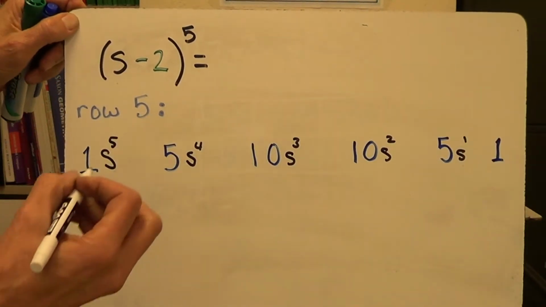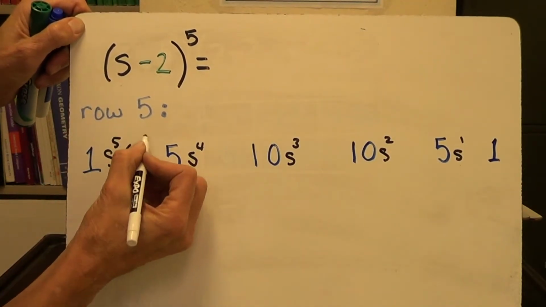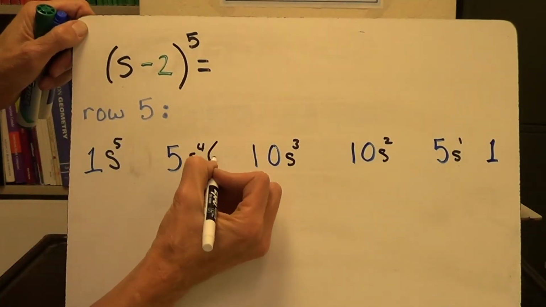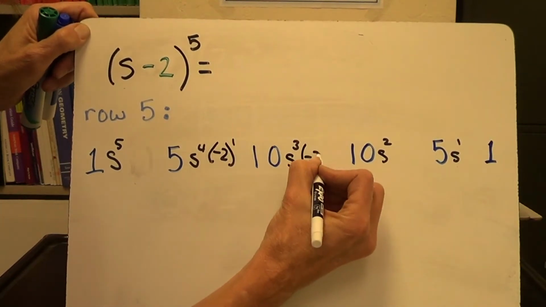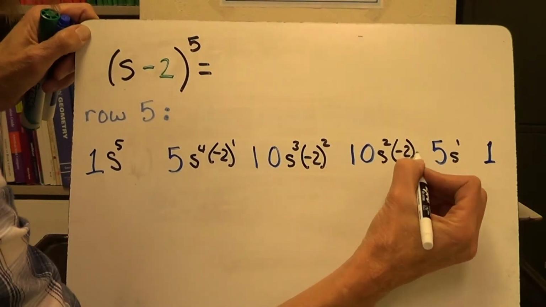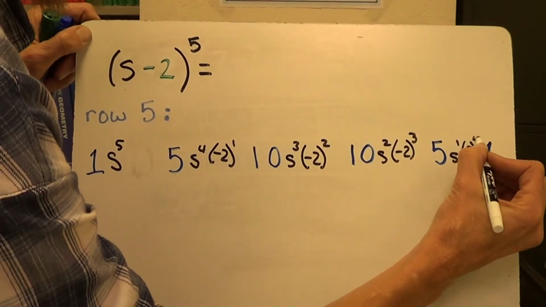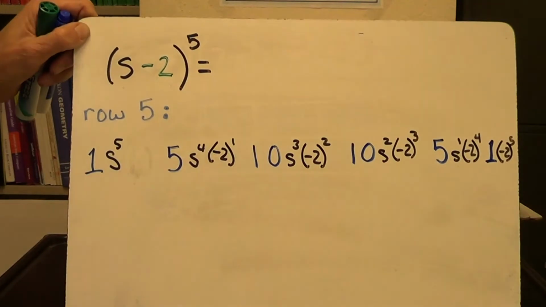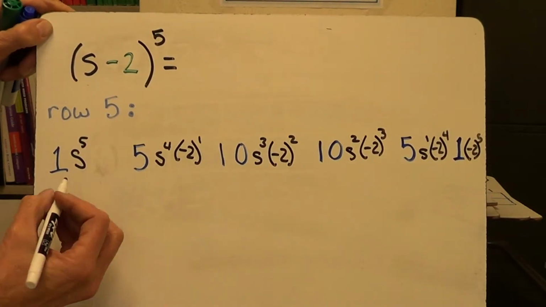Now the next thing that I would do, I would go negative 2 to the 1st, negative 2 to the 2nd, negative 2 to the 3rd, negative 2 to the 4th, negative 2 to the 5th. Okay? Now, I will figure out my plus and minuses as I go here.